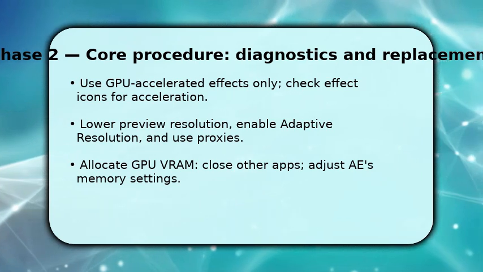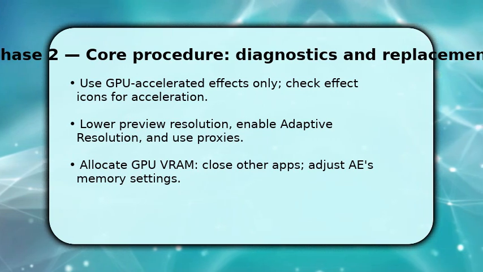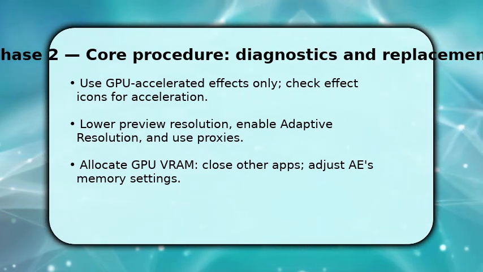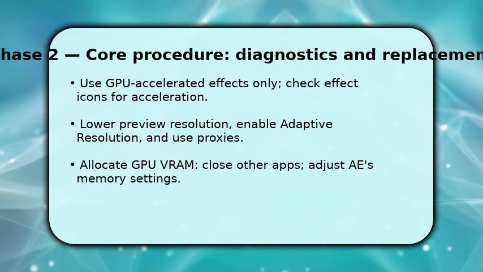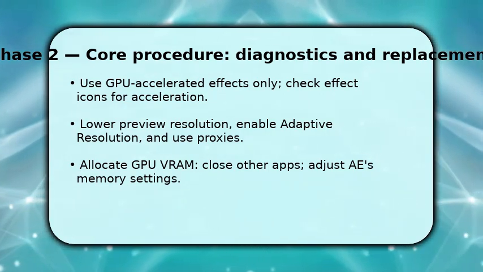Make sure other GPU-hungry apps are closed so After Effects can access RAM. Then tweak memory and performance settings to prioritize GPU-backed caches. Once these are configured, play your timeline and note frame rate improvements.